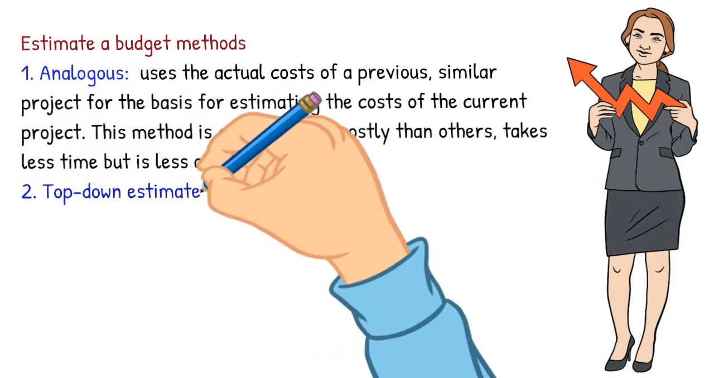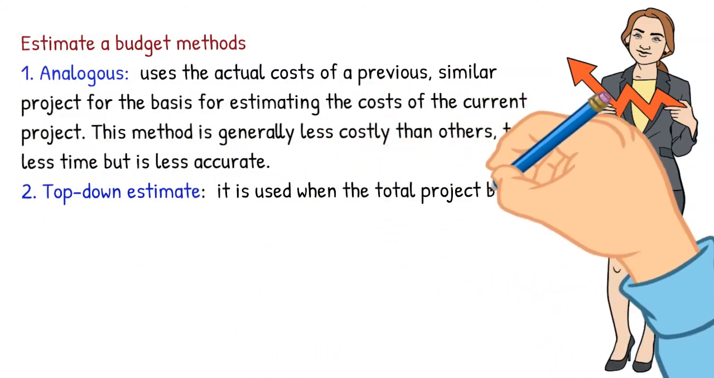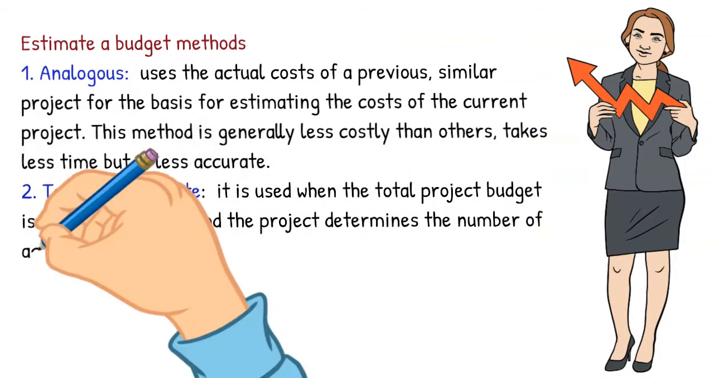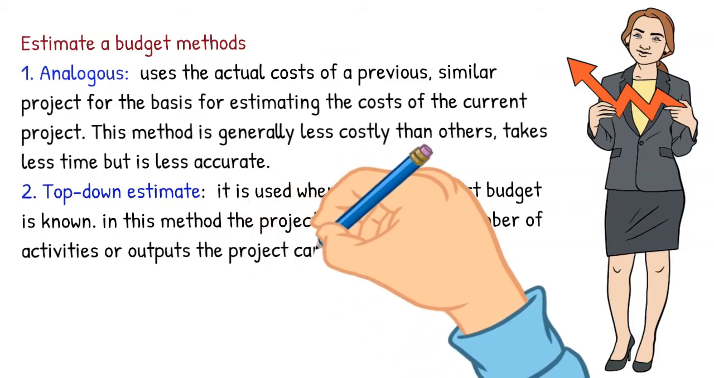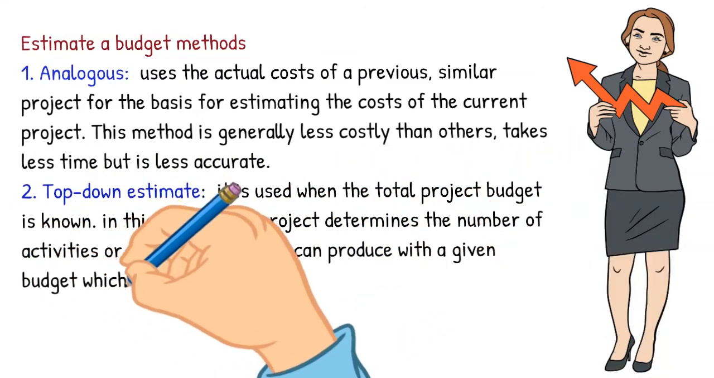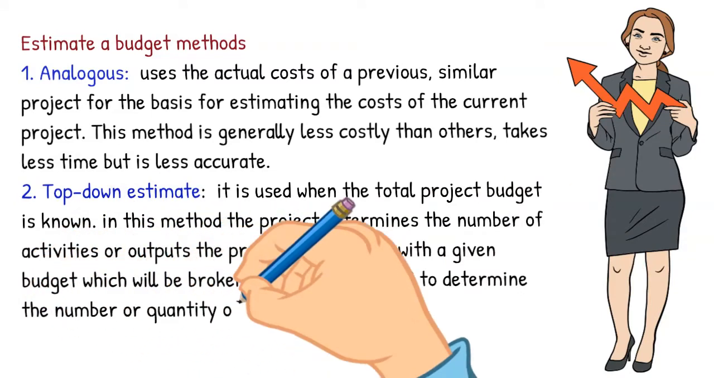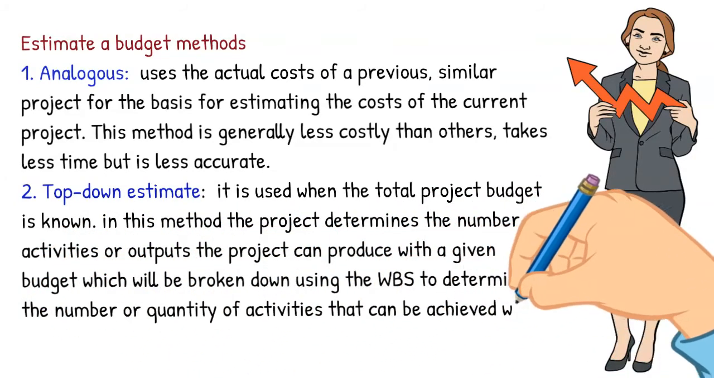2. Top-down estimate is used when the total project budget is known. In this method, the project determines the number of activities or outputs the project can produce with a given budget, which will be broken down using the WBS to determine the number or quantity of activities that can be achieved with the budget.